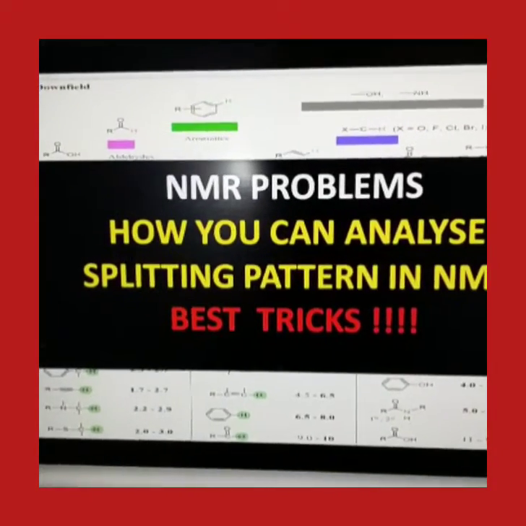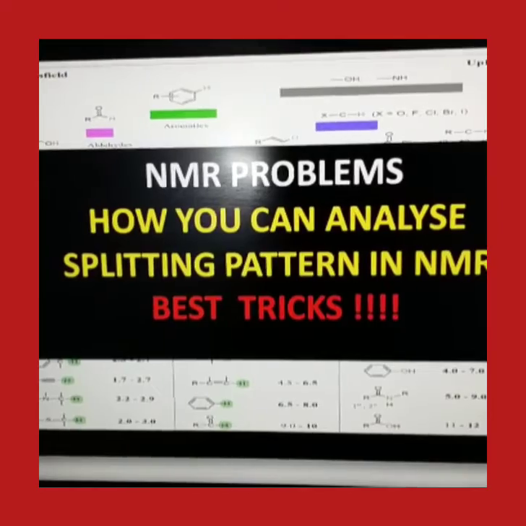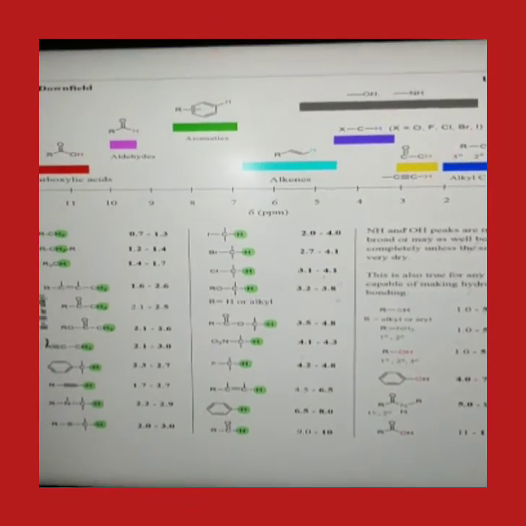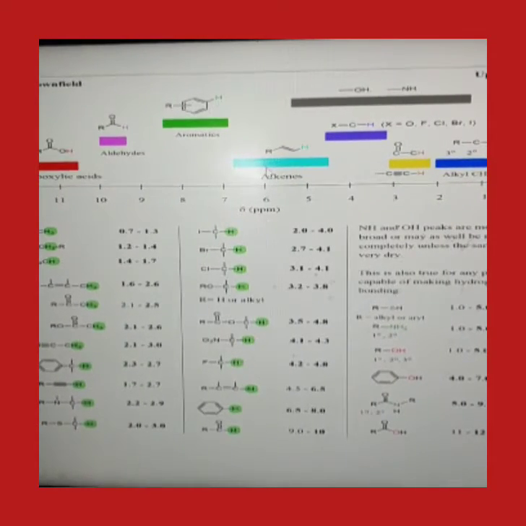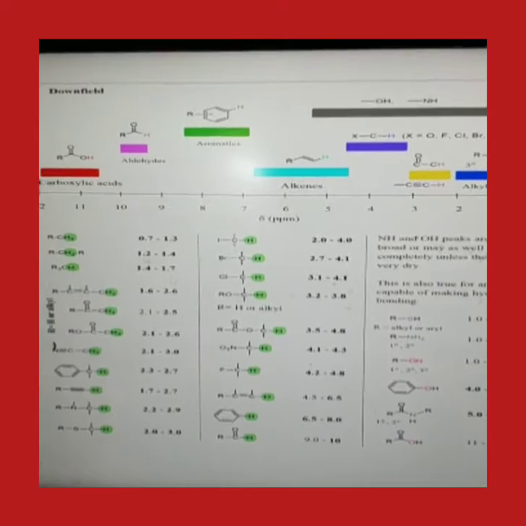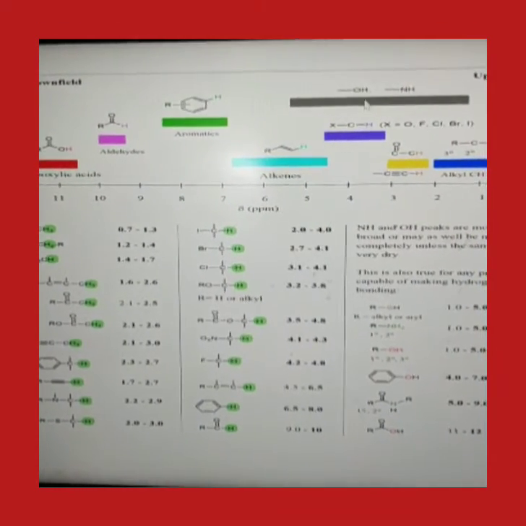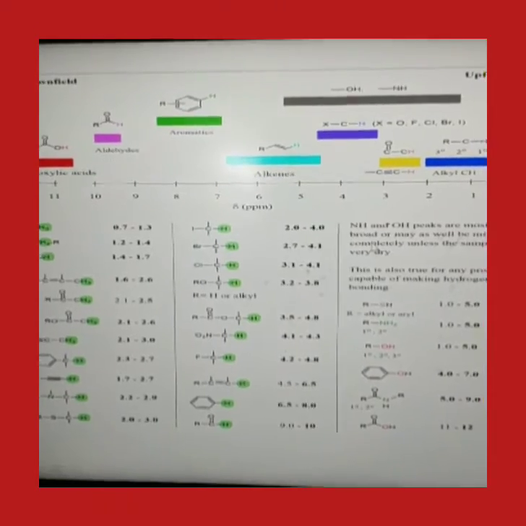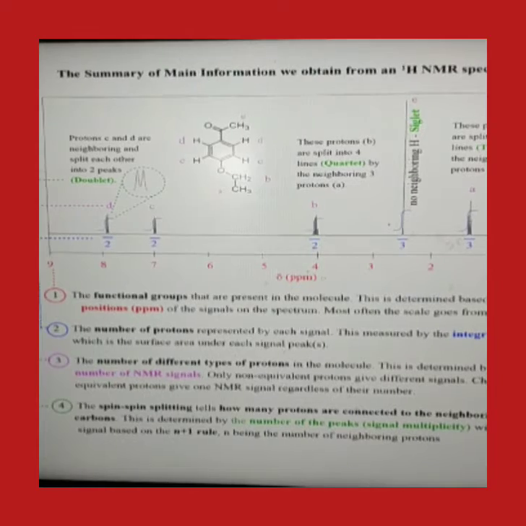So welcome to all of you, and here we are going to discuss how you can analyze the splitting pattern in NMR spectroscopy. First of all, I have mentioned the delta values of different organic fragments. You can see this, and I have explained all the characteristics of this in the lecture before, so you can watch that video. Only in this one I will discuss the splitting pattern.